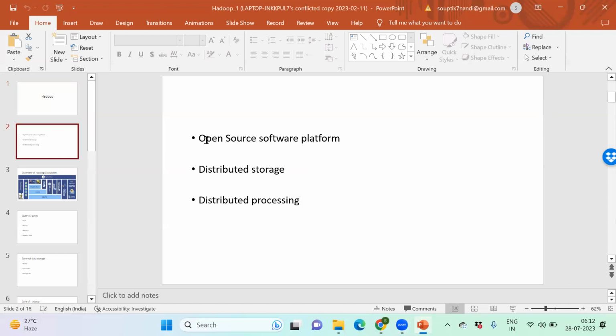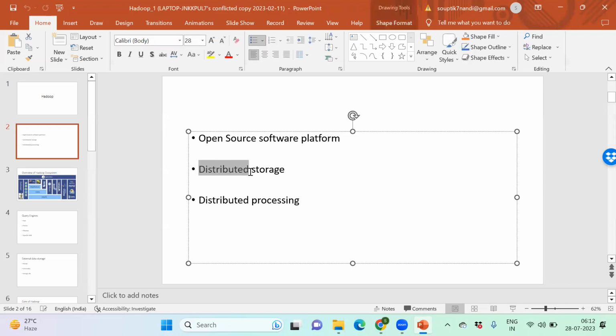We can say Hadoop is an open source software platform. The main keyword I mentioned is distributed storage. We are using some storage area, and there also we store the files in a distributed manner. There are lots of nodes available, so we divide a large file into small blocks, and those are stored in various storages. So even for storage purposes, or to fetch data from that storage, it should be much easier.